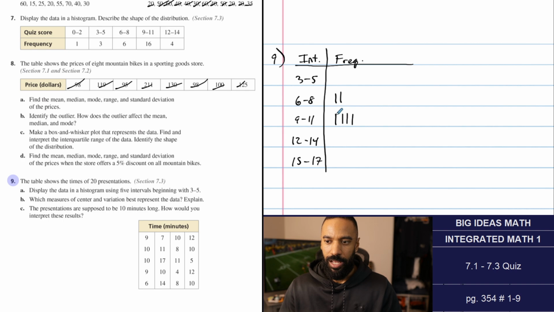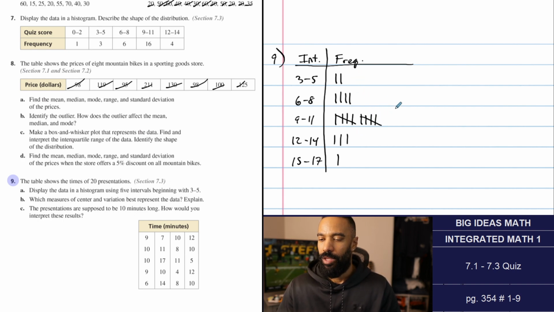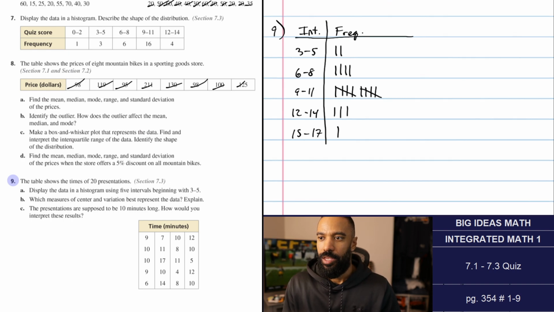6, 7, 11, 17, 10, 14, 10, 8, 11, 4, 8. Hopefully I don't mess this up. 12, 10, 5, 12, and 10. Okay. All right, so there's my frequency stuff there, right? So now we're going to make a histogram off this stuff as well.